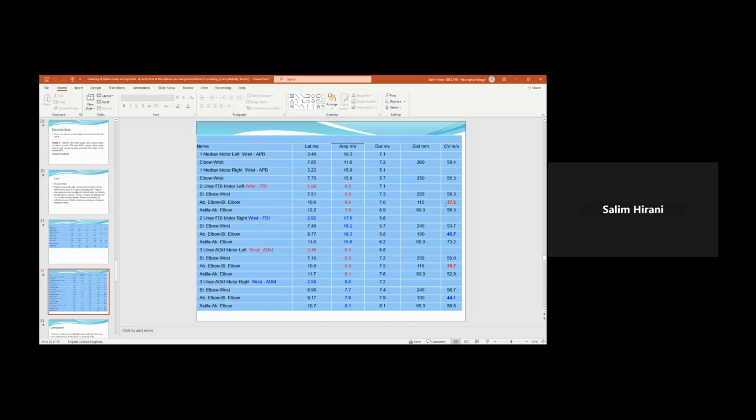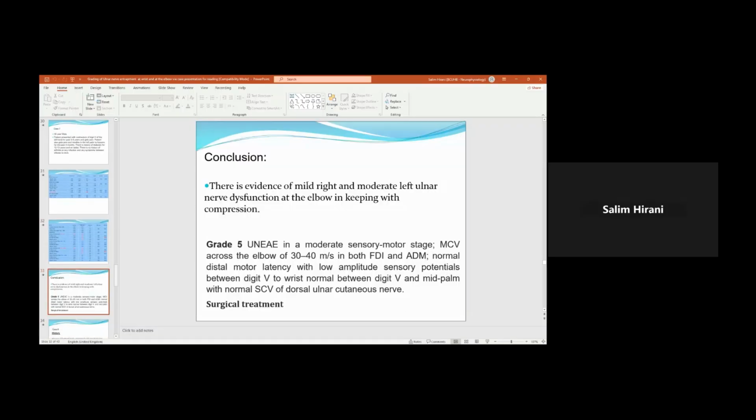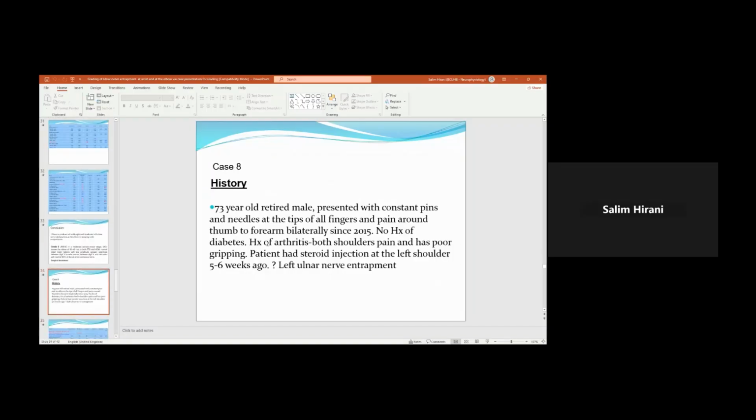Digit 5 to FDI shows that across the elbow it is less than 40 meters per second on the left side, and the right is 43, so that is a mild case, and the left side is moderate. So there's evidence of mild right and moderate left ulnar nerve entrapment. Because of the involvement of both FDI and ADM, this patient can be treated with surgical treatment to help ease the problem.